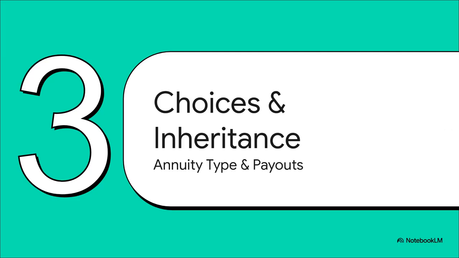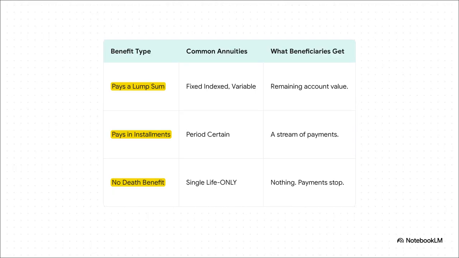Now, let's get into the nitty-gritty of the annuity contract itself. Because, and this is important, not all annuities are built the same. The specific type you bought years ago is what determines what your beneficiary actually gets, if anything at all. So, have a look at this. It really breaks down by the type of death benefit. Most modern annuities, the ones people are buying today, they'll pay out whatever's left in the account. Others are set up to continue making payments for a set period.